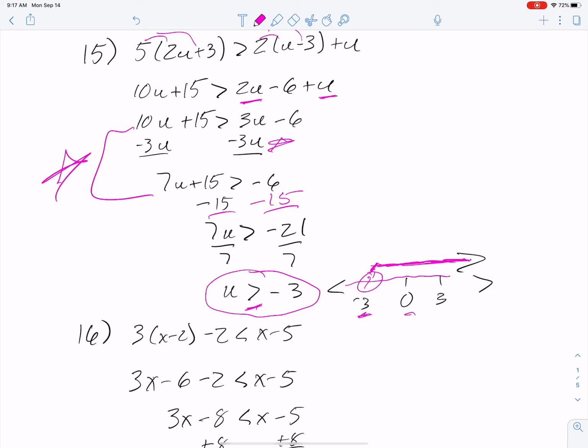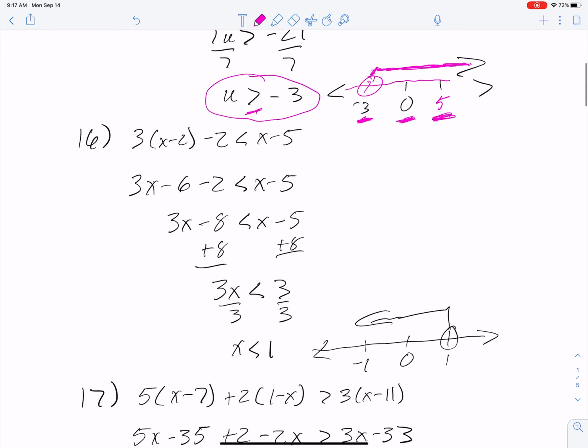And remember, I only need 3 values on your number line. I need the value that fits in your inequality. I need to see where 0 is, and then the other number is really up to you. Put it on the other side of 0, though. So what I mean by that is if you happened to put, let's say, 5 here, that would be fine.